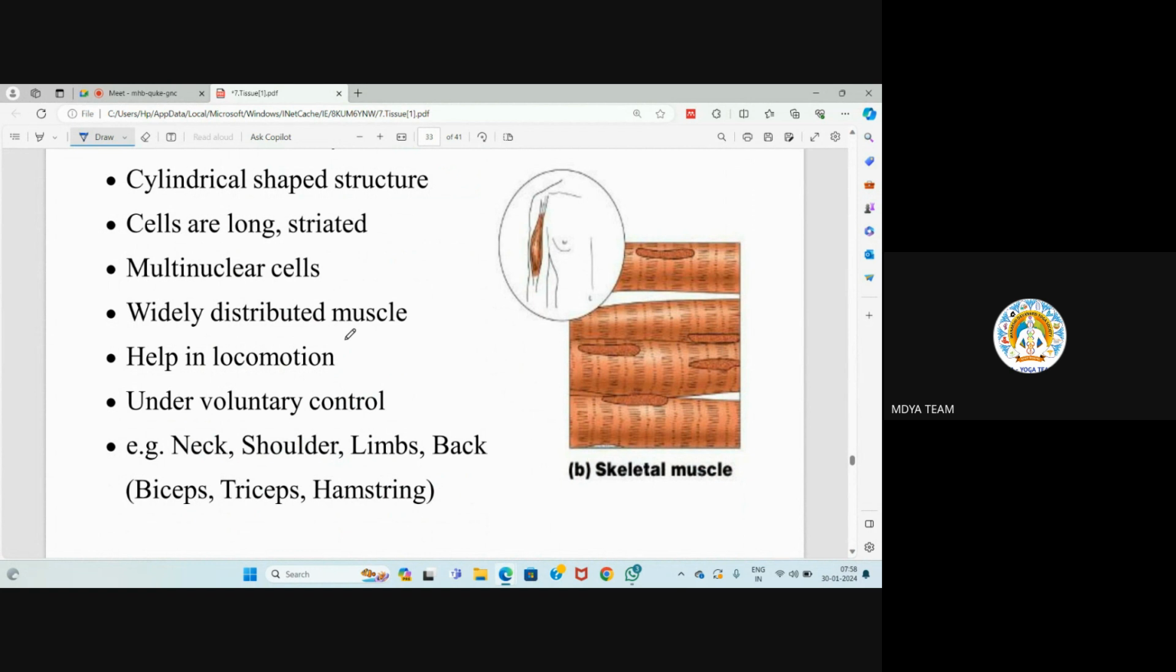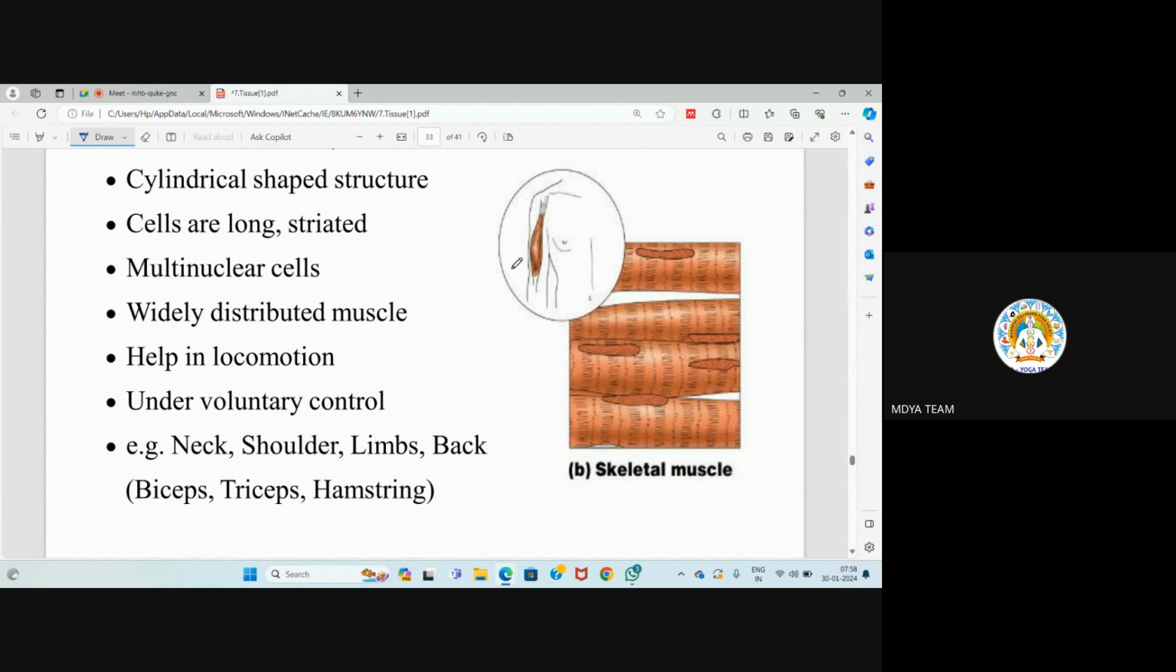Voluntary means as per our wish. We can control this skeletal muscle as per our wish. That is known as voluntary control. Examples where we can find skeletal muscle: neck, shoulder, limbs, limbs means our hands and legs, and back. Skeletal muscles means those muscles which are attached with the skeleton.